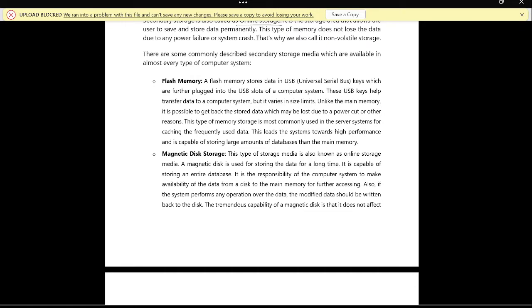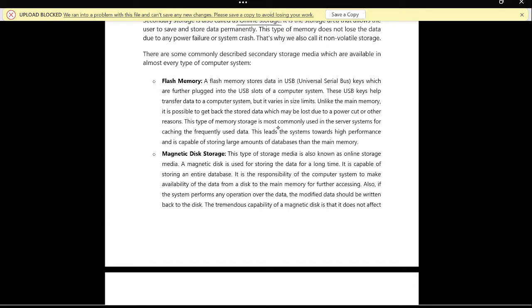So USB is nothing but flash memory. It is data stored there as permanent storage. We have different sizes available with these flash memories. Unlike the main memory, it is possible to get back stored data which may be lost due to a power cut, and it is a non-volatile memory. Whatever data you store, it will be permanently saved.